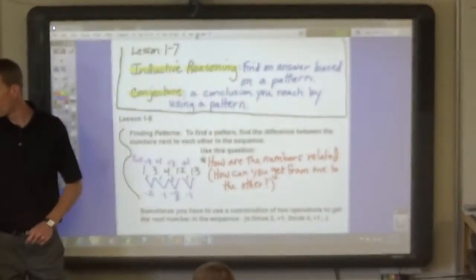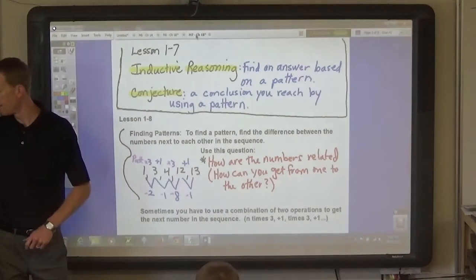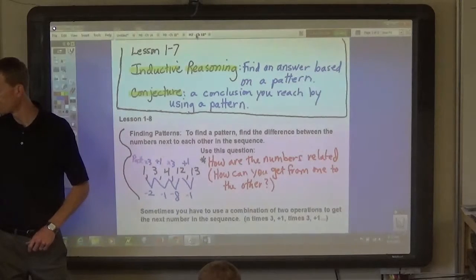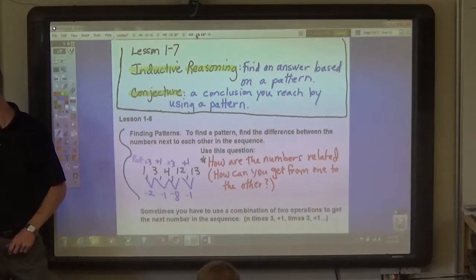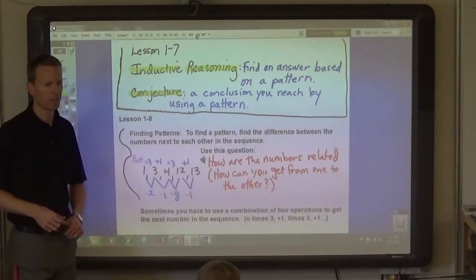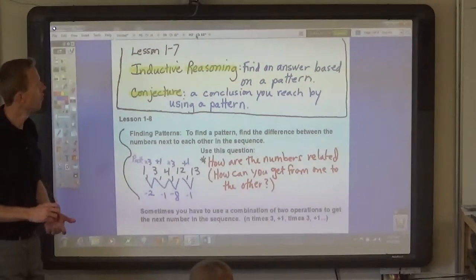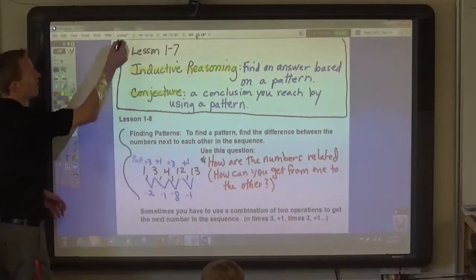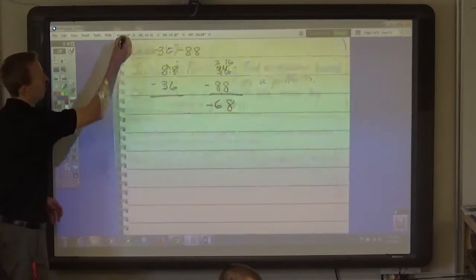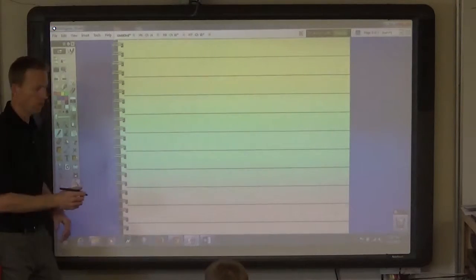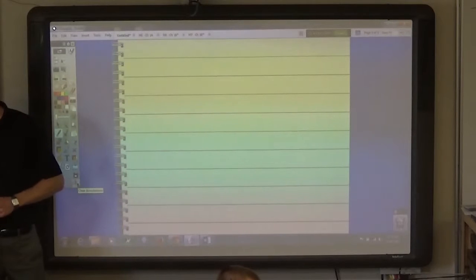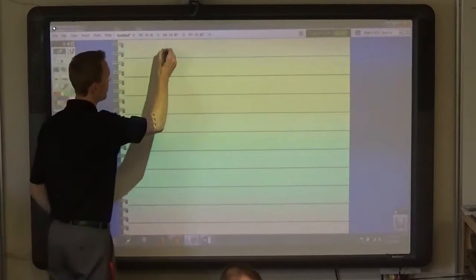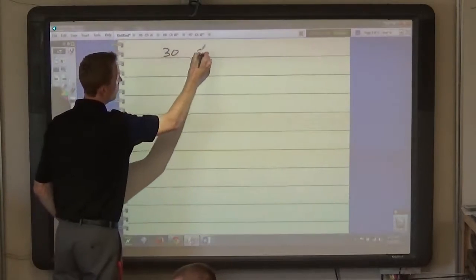So, open your books to lesson 1-7. Page 35. You probably have these notes written already since you've been up here a while. So let's look at the first example. So what if you have a series of numbers like this?